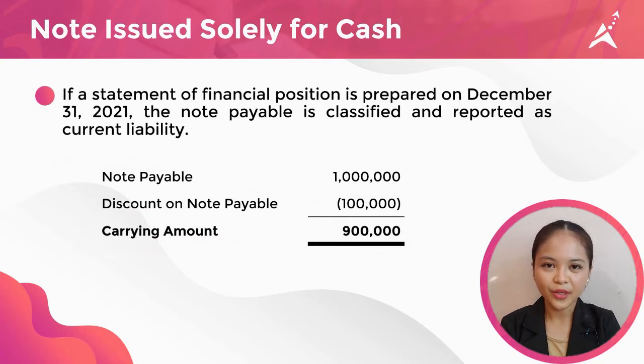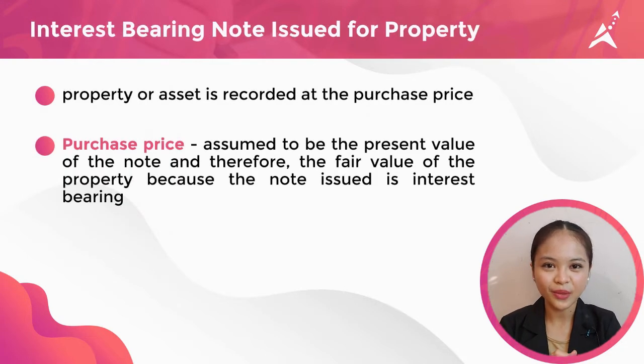Also, the carrying amount of 900,000 pesos is actually the amortized cost of the note payable. Here, you'll observe that the discount on note payable is a direct deduction from the face amount of the note payable. You may pause this video if you need more time to understand this, but if you're still good, then let's proceed to interest-bearing note issued for property.